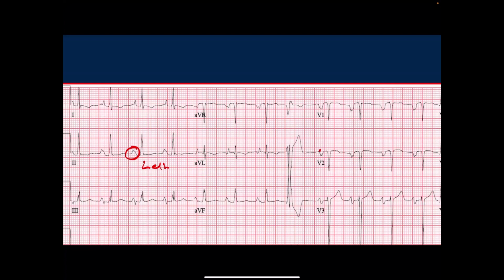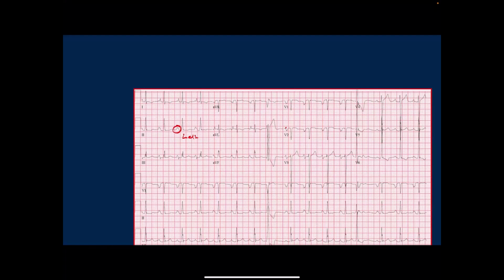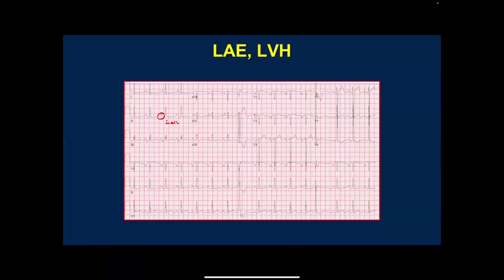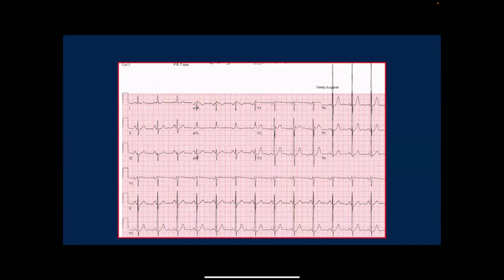Okay. It's written there's right atrial enlargement here, but I don't see that at all. So, okay, perfect. What about this one? It is left ventricular hypertrophy. Okay, what else?